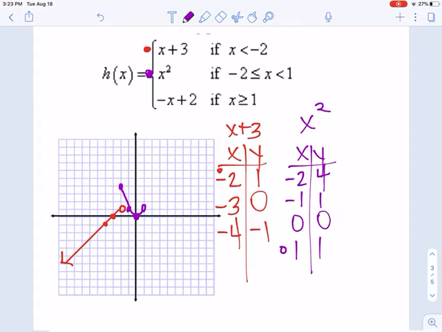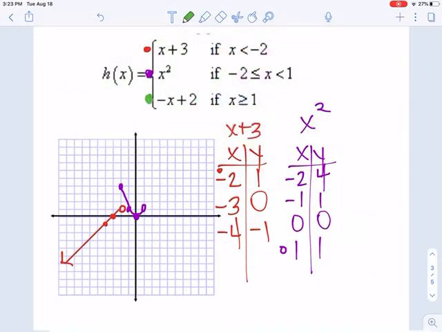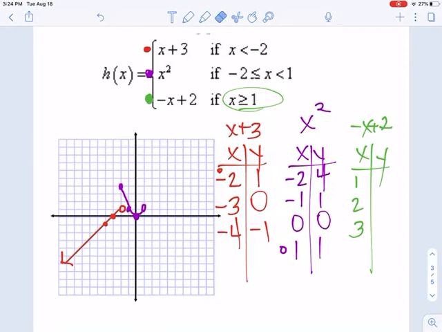So we know that x squared is our parent function parabola. So that should look familiar to us as we connect those coordinates. Just make sure that 1, 1 is an open circle because of this inequality right here. Last but not least, we have another line. That's nice, right? -x plus 2. We're going to start at 1, and it looks like our domain gets bigger.